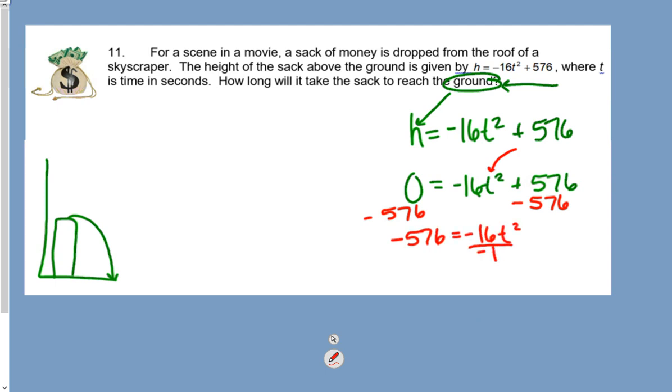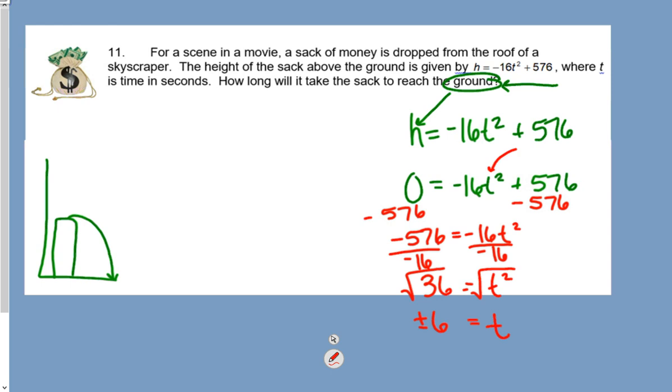Okay, I'm going to divide by negative 16. Use my calculator this time so you don't have to wait on me. We get 36. Now I can take my square root of both sides, and t should equal both positive and negative 6. However, because this is a word problem, we want to consider the context. It's saying how long will it take the sack to reach the ground?